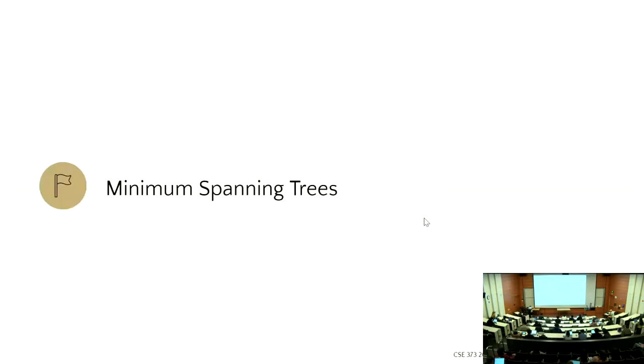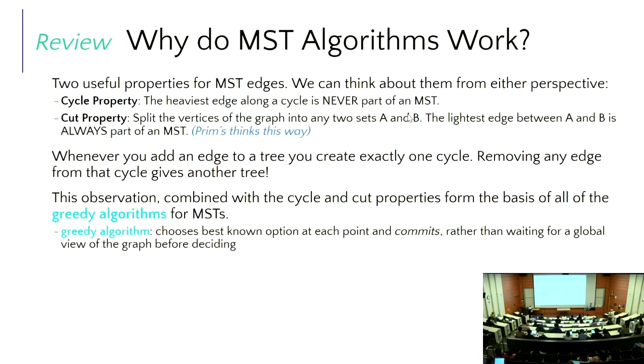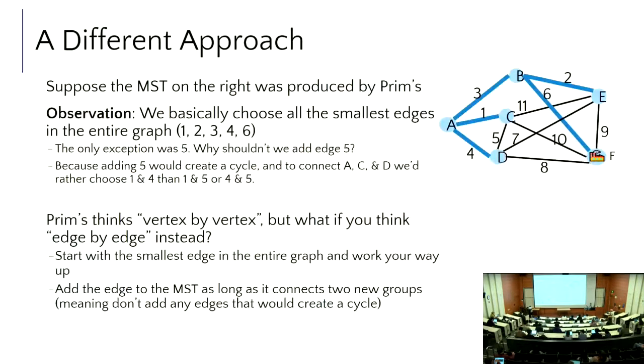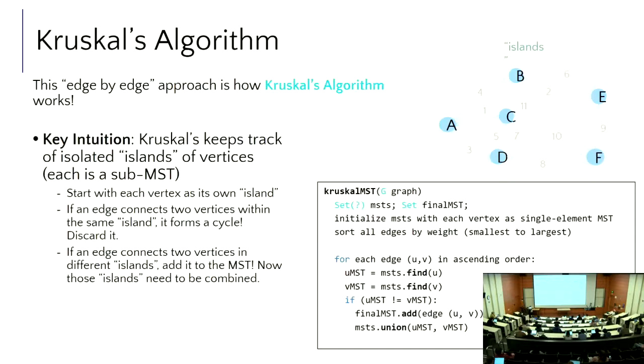Okay. Let's dig into it. These are mostly review. Remember, we learned about this MST thing. Why does this work? Because of the idea of this greedy algorithm where we're making the best choice possible at each individual step. We adapted Dijkstra's to be Prim's algorithm because that's like an explore-out-from-vertex-by-vertex situation. Kruskal's is that different approach. That is the sort-the-edges approach that we just did.